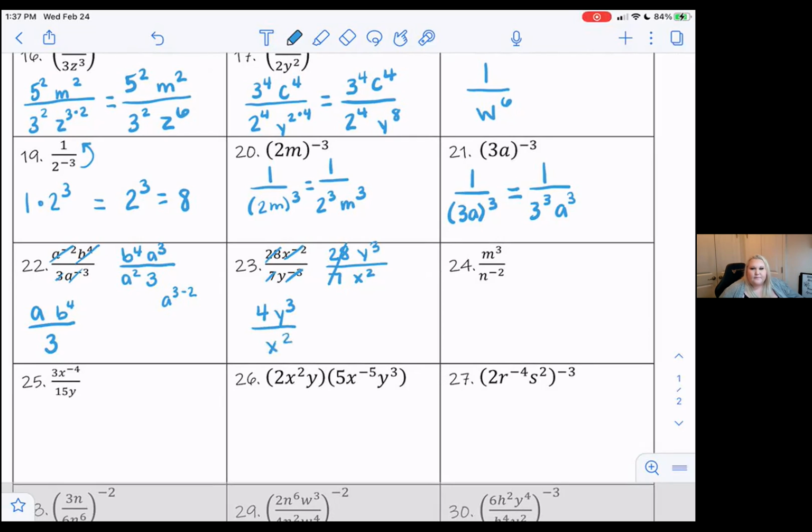For number 24, I can't simplify the m's and the n's, but I do have this negative exponent that needs to move up to the top because it's in the wrong place. Any negative exponent needs to switch sides. So the m is going to stay on top of the fraction, m to the third. The n to the second is going to move up to the top. I'm left with nothing on the bottom, so we can either put a placeholder of 1, or we can totally erase our fraction bar altogether and be left with m to the third, n to the second.